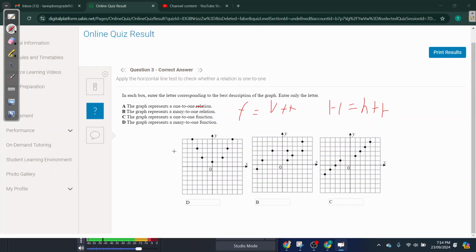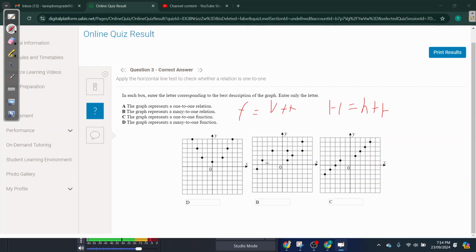Okay, vertical line test. This passes the vertical line test, so we know it's a function. So it's either going to be C or D. Now, you do the horizontal line test. You see here it passes 2 points. So this is a many-to-one function, it's not one-to-one. So your answer is going to be D.